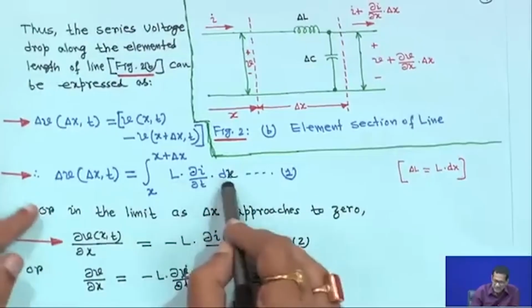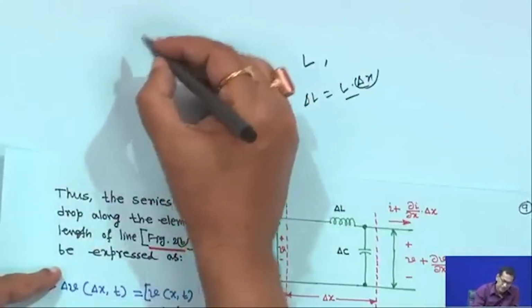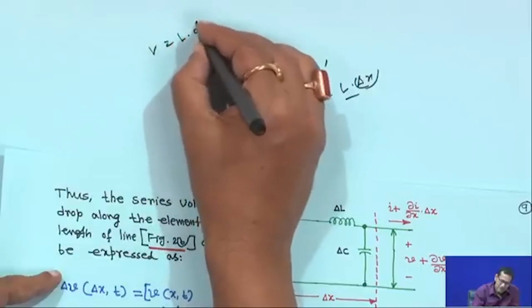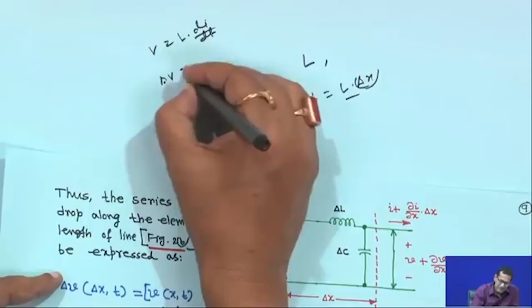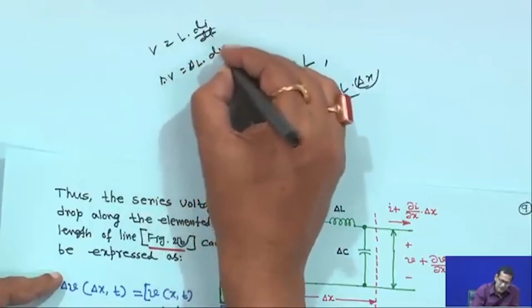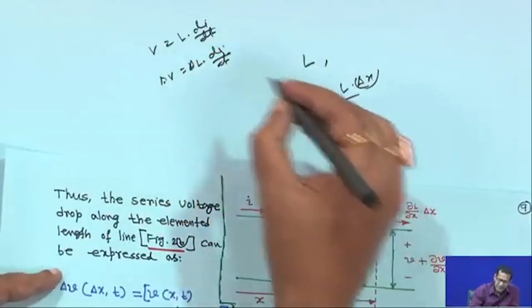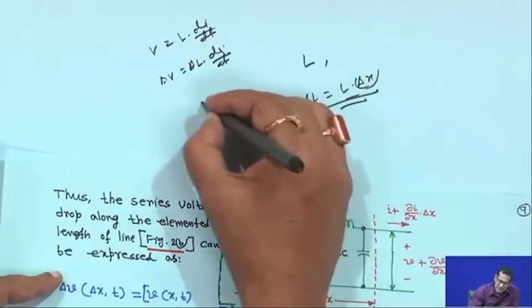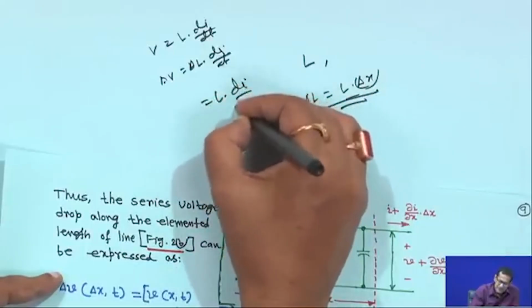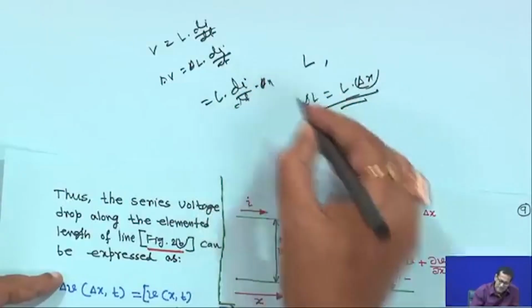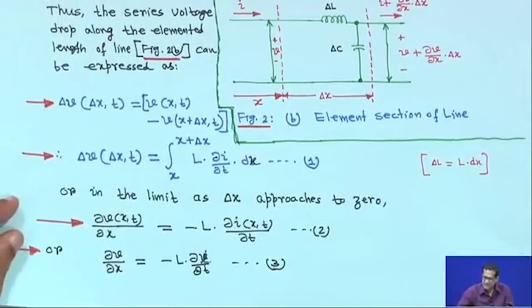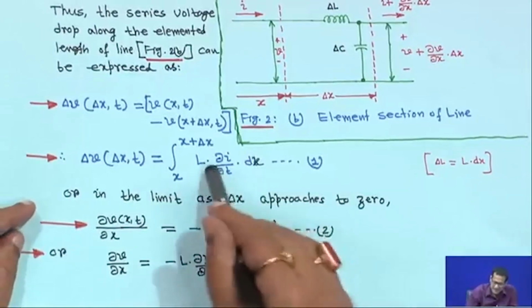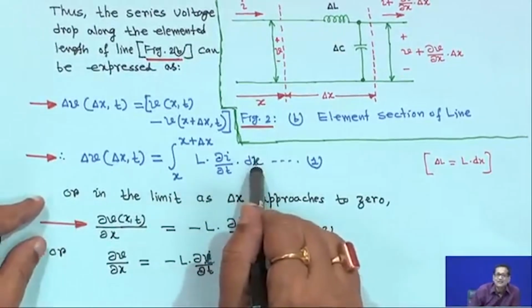In general, V is equal to L into dI by dt. So, for a small voltage, delta V is equal to delta L into dI by dt. Delta L is equal to L into dx, so that is L into dI by dt into delta x. Here we are taking the partial derivative. That is why we write L into dx, which is delta L.